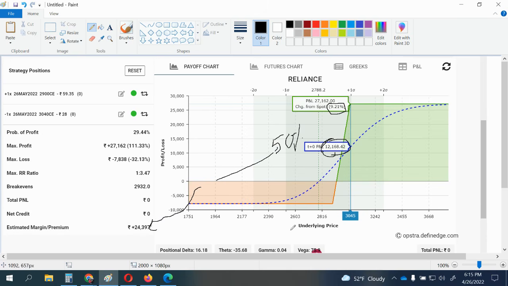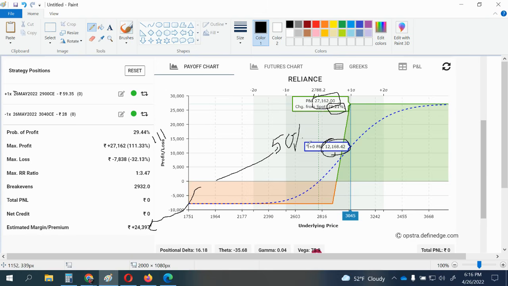Isn't it? I mean, can you expect 50% in a month on a capital of 24,000? Let's say Reliance makes a move of 9% on expiry. Expiry is, let's say, on 26th of May. You will get 27,162, which is almost 111%. All right. So this green box is your expiry profit.